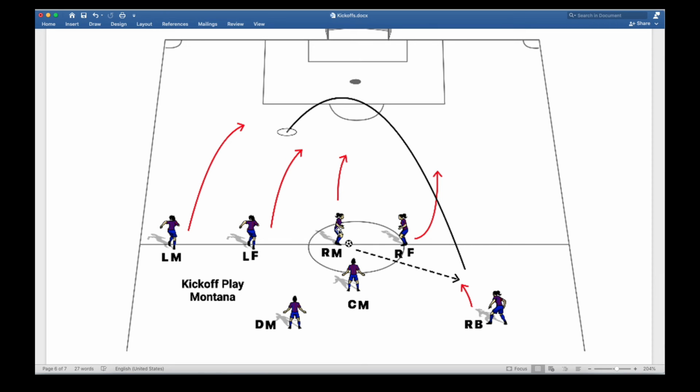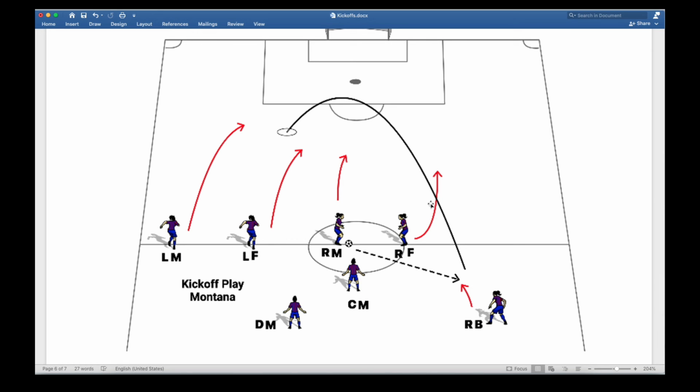So we have our right midfielder up on the line here with our right forward, a center midfielder here, a right back, a defensive midfielder, a left forward, and the left midfielder right over here. These positions could change, but this is the way we set it up. So we do a pass back through here to the right back. That gives these players time to sprint down the field.